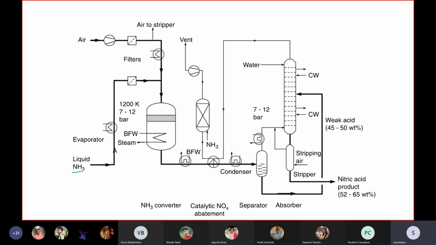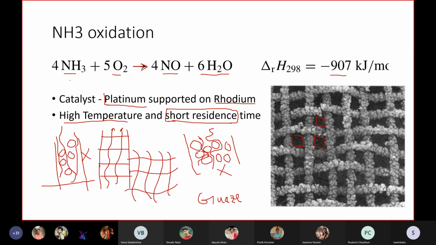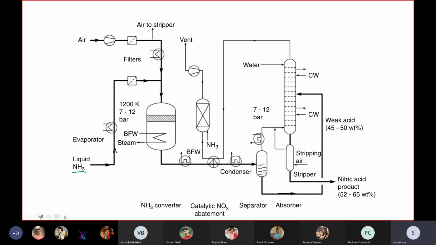So we get liquid ammonia from the ammonia process plant. Now, in this case, all are in the gas state: ammonia in the gas form, oxygen in the gas form. Then you get nitric oxide in the gas state, and water vapor will also come. So we have liquid ammonia that has come from the ammonia plant, and that goes through an evaporator because we want to convert it to the gaseous form of ammonia. In this simple evaporator, the liquid is converted to vapor or gas.